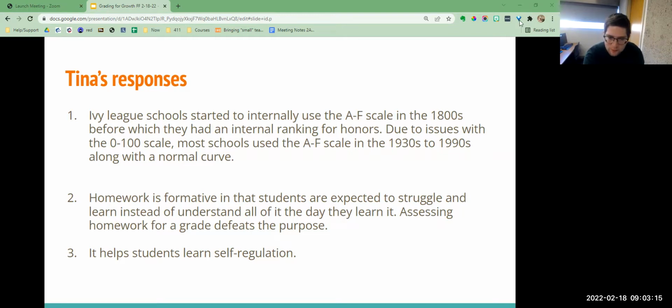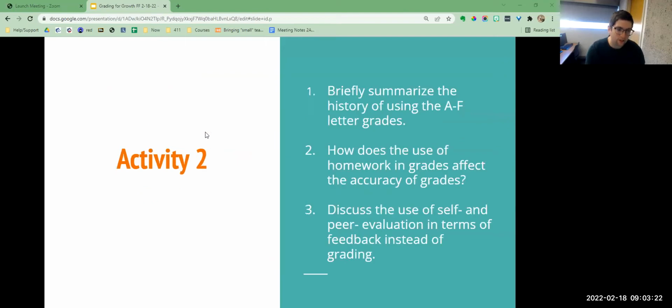All right, I think most people are good on this. So the next part here, I just want to go back to the questions real fast. Again, the first one is briefly summarizing the history of the A through F grades. How does the homework affect the accuracy of grades, and discussing the use of peer or self-peer evaluations in terms of feedback instead of grading.